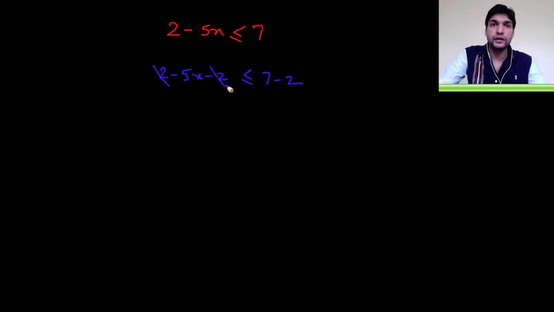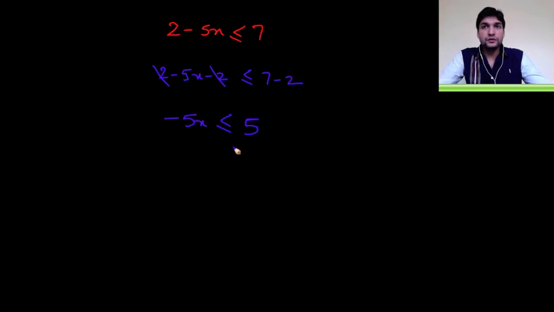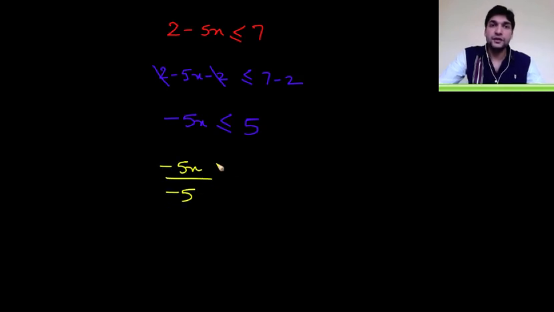Now this 2 and 2 will cancel out. Only minus 5x is here and 5 is here. Now we can divide both sides by a negative number, -5, to get rid of -5. And at this time you have to change your inequality. So minus 5x upon minus 5 is greater than or equal to 5 upon minus 5.